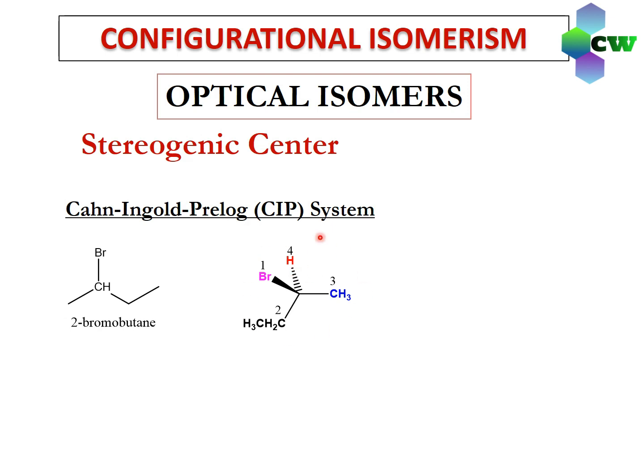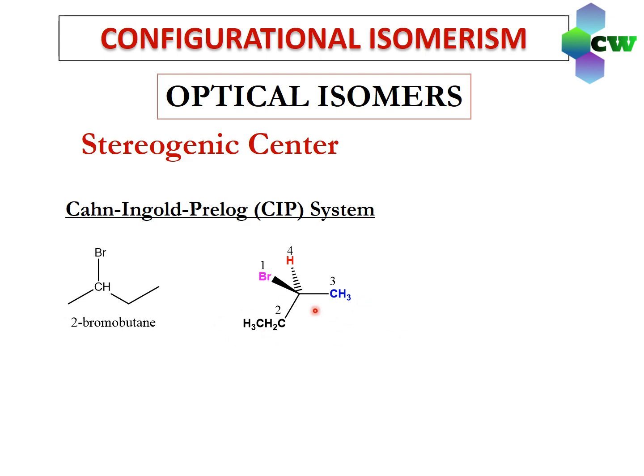Again, if you don't know these different drawings or projections, go to the link here and learn how to do it, and then it will be easier for you. So now this 3D model of the molecule shows that this hydrogen is moving away from you, or it is projected away from you. Bromine is projected towards you, and this CH3 and the ethyl group, they are right in plane of this screen.